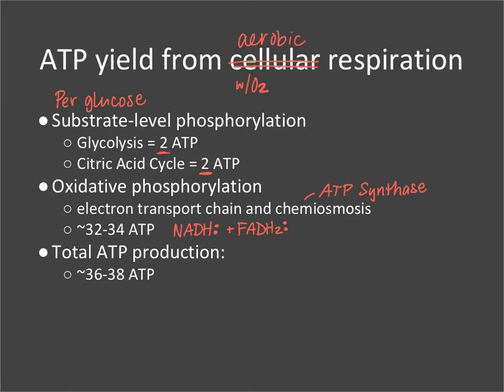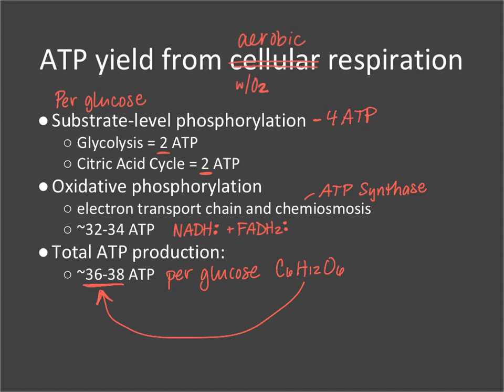So the end result from all of these reactions put together, we end up with about 36 to 38 ATP molecules made per glucose molecule. So one glucose molecule, which is C6H12O6, provides us with a total of about 36 to 38 ATP. And that includes 4 ATP from the substrate level phosphorylation, and then about 32 to 34 ATP from our oxidative phosphorylation.